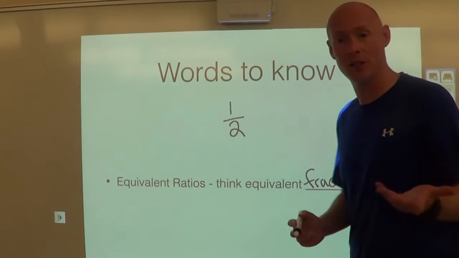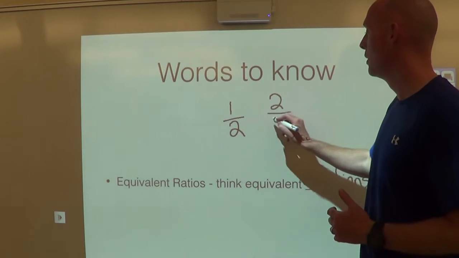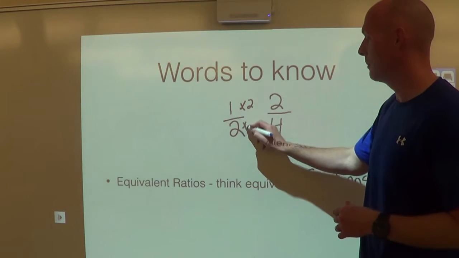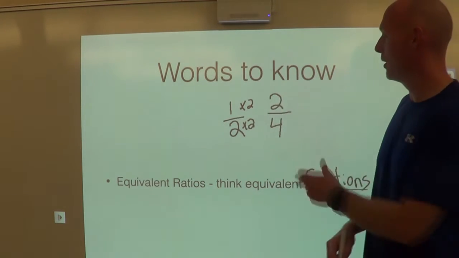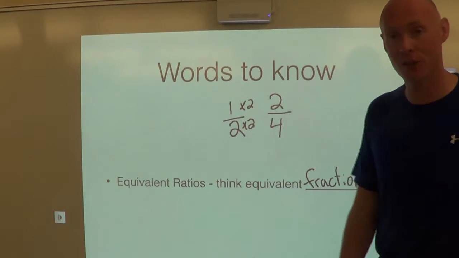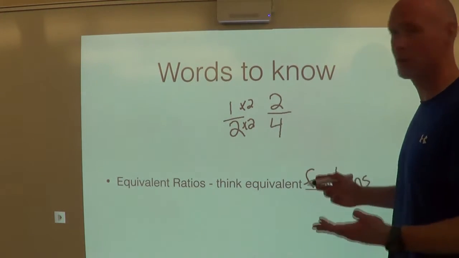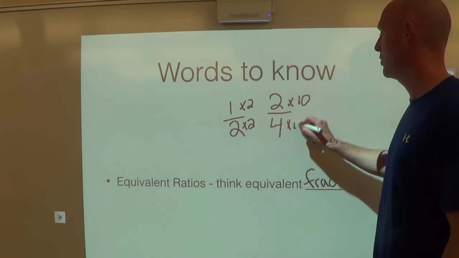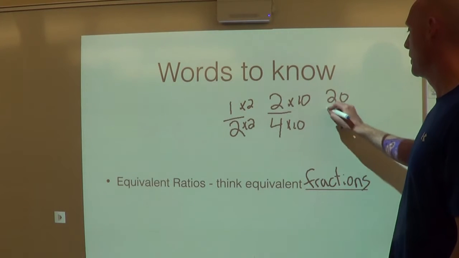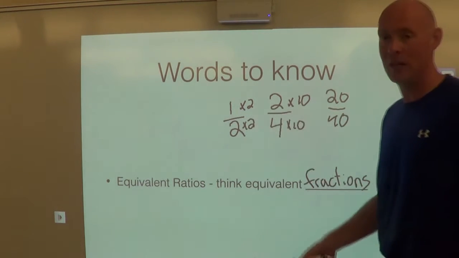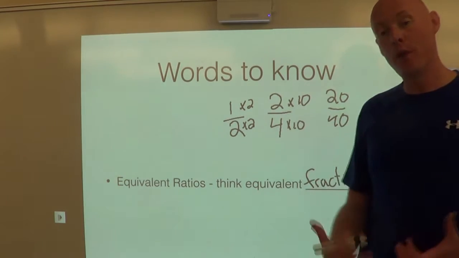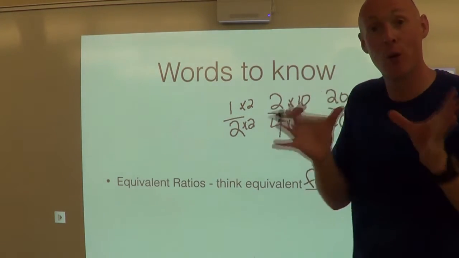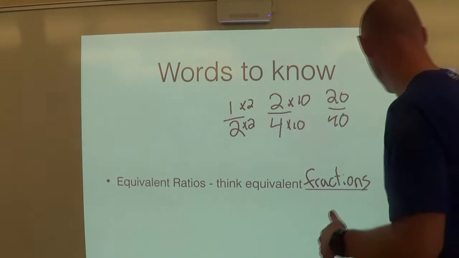Well, an equivalent fraction to 1/2 would be 2/4. And how'd you get there? Well, if you times by 2, times by 2, 2 times 1 is 2, 2 times 2 is 4. Awesome. And an equivalent fraction for 2/4 you could get by just times 10. Times 10. So that would be 20/40ths. And they all mean 1/2. When you think equivalent ratios, keep that in mind that you're just dealing with equivalent fractions. Let's put it to use.